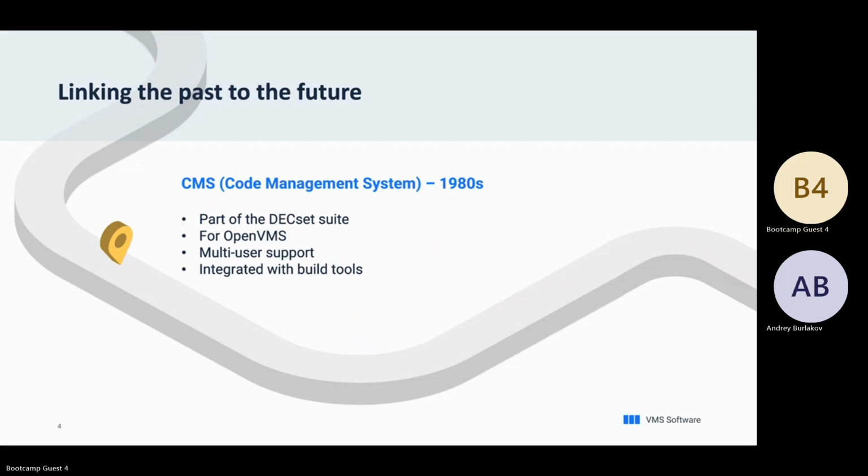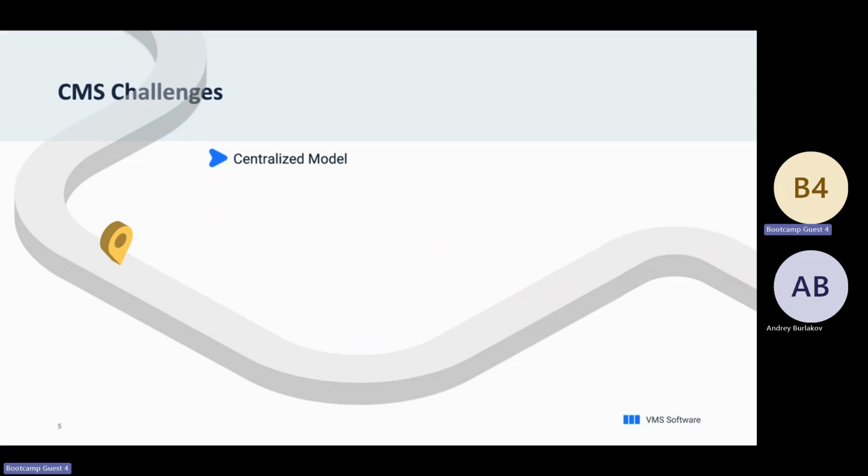The version controls have been developing, and let's talk about the CMS challenges. First of all, it is a centralized model, and what does it mean? It is a file-based system. It means that all your data is saved on the disk, and you couldn't have a copy of the repository on other machines. It's just in one place.